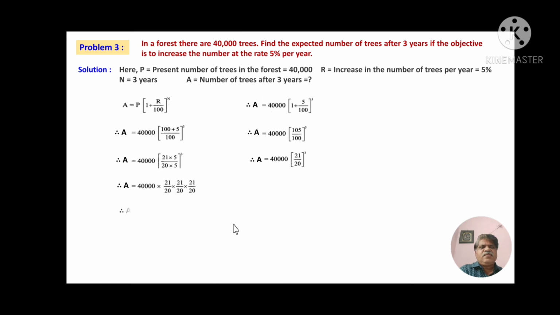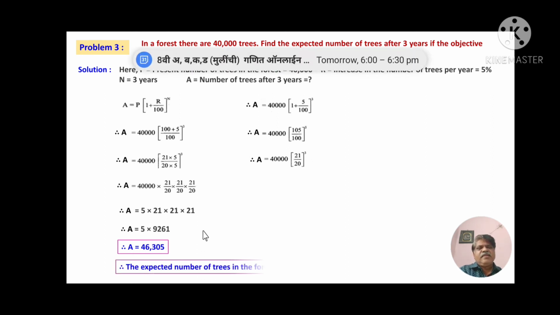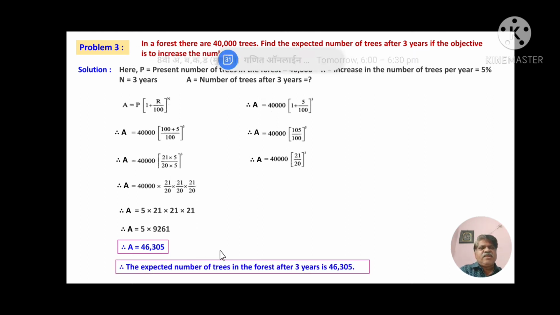So, after simplifying this one, A's value will be 5 into 21 into 21 into 21. The product of all these will give the value of A, which is 5 into 9261. Therefore, you can write that A is equal to 46,305. So friends, the expected number of trees in the forest after 3 years is 46,305.